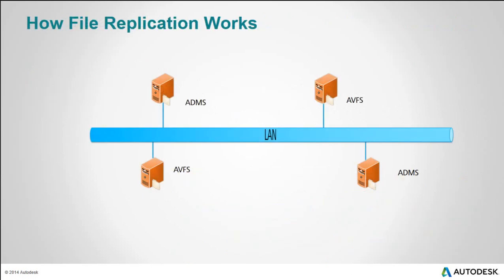So in this example I'm going to use today, there are four Vault servers. Two are Autodesk Data Management Servers, ADMS. Two are Autodesk Vault File Servers, AVFS. The AVFS on the left connects to the ADMS on the left, and the AVFS on the right connects to the ADMS on the right. For simplicity's sake, we'll call them UK, France, China, and New Zealand.